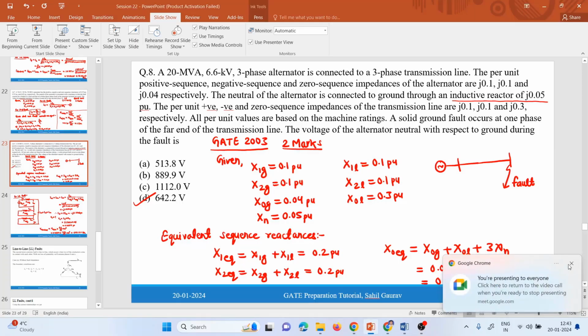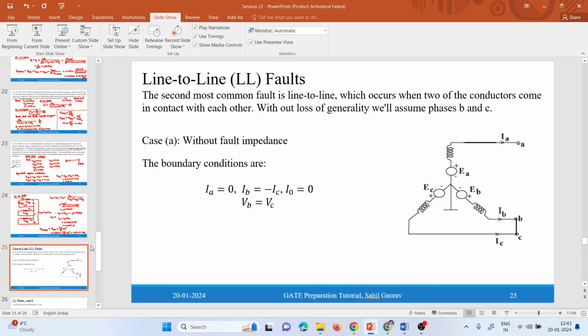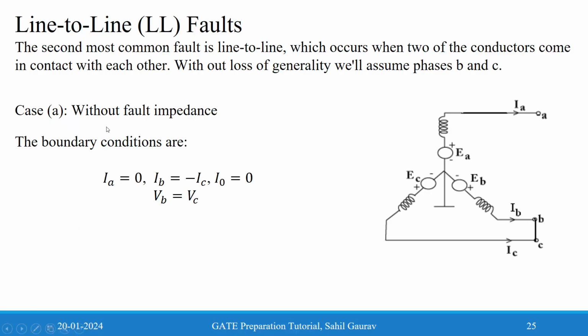Okay, fine, then we can move on. So this is all for LG fault. Now we are moving towards the LL faults, line to line fault. So the second most common type of fault is line to line. After the LG fault, that has the most chance of occurrence in the power system.